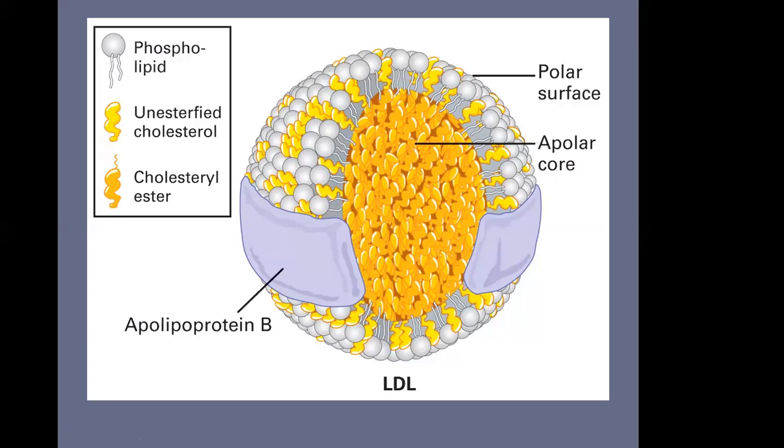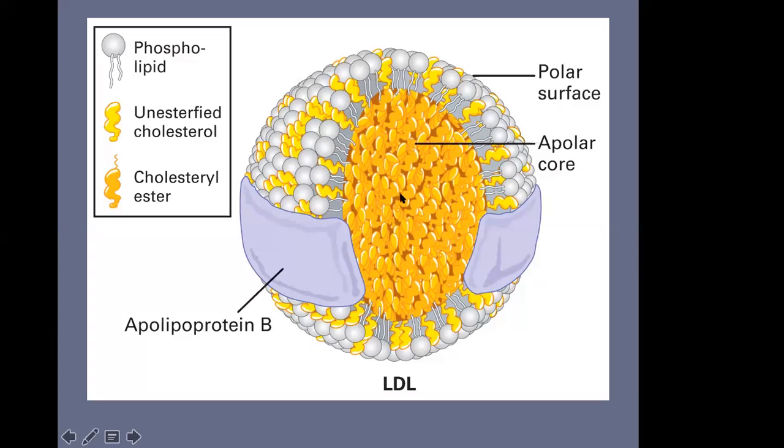The outer core, the peripheral core, is composed of phospholipid. This is the phospholipid, this is the polar and this is the non-polar head. And this is the cholesterol. This is a simple picture of a lipoprotein. The outer core is composed of phospholipid and cholesterol.